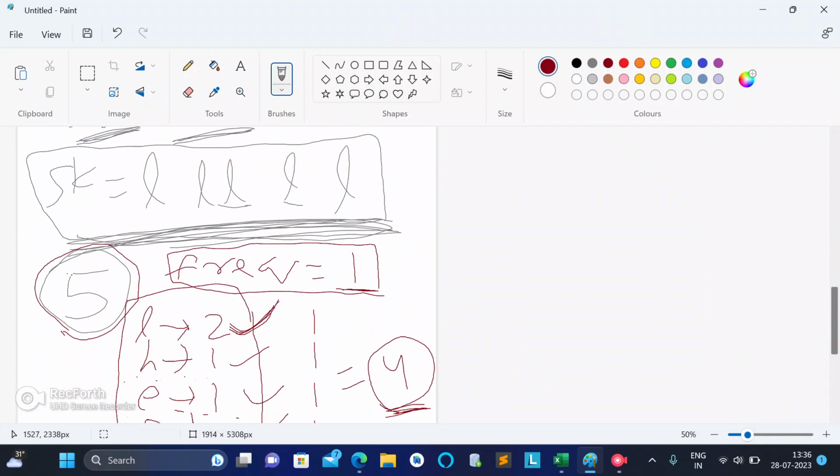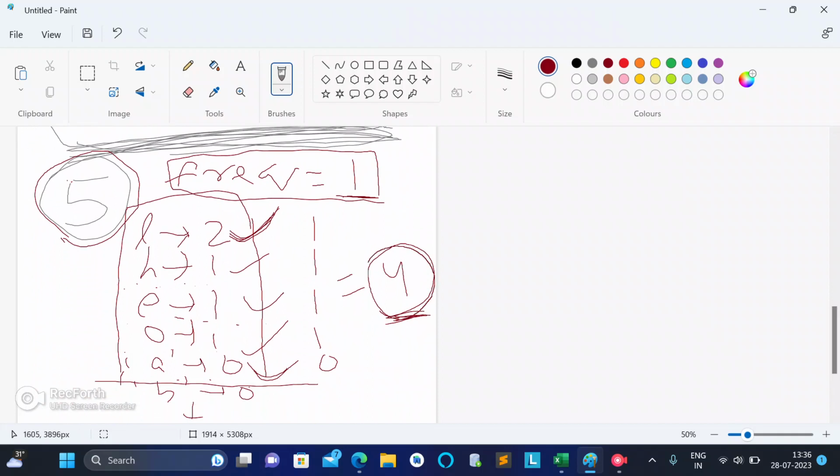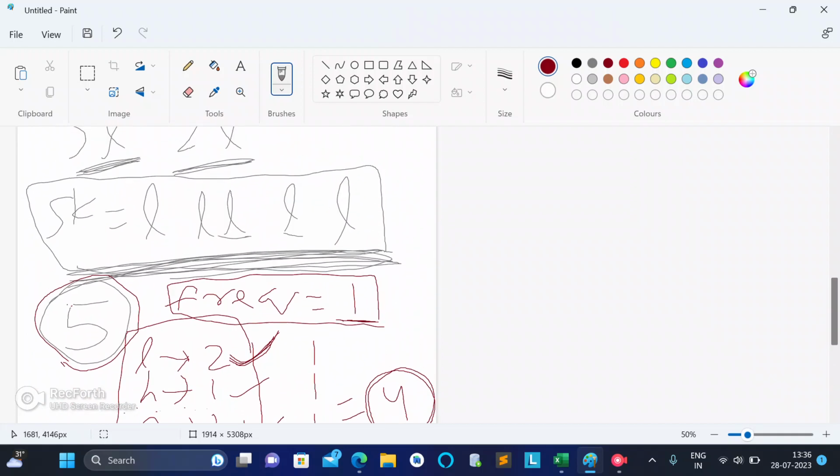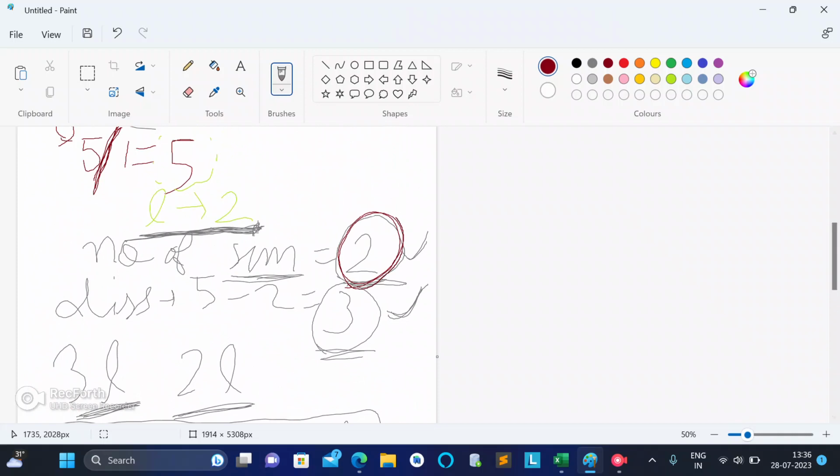In the previous one we can see that the total number of similarities was 2. As we can see now, the number of similarities is greater than the previous one.